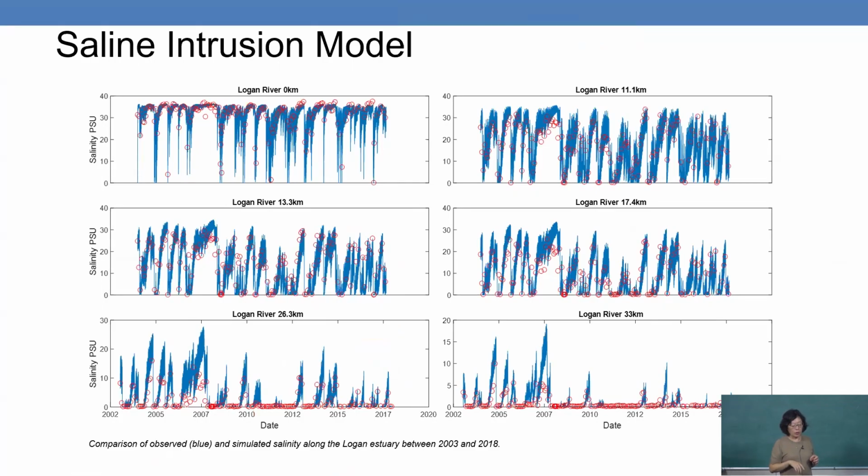Yeah, so apart from those spatial results, we also look at the saline intrusion models along this area, the Logan River and also the Albert River. The blue lines are the simulated, and the circles are the monitoring. So we have a kind of good agreement with the saline intrusion model. We are quite happy with that.